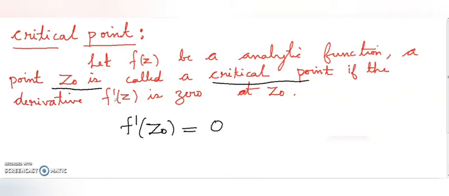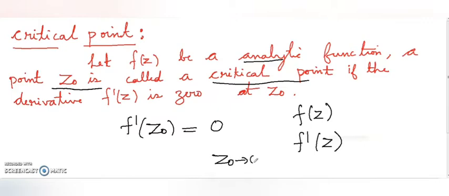So you have to find f of z, an analytic function. We need to find f dash of z, and we say z0 is a critical point if f dash of z0 is equal to 0.